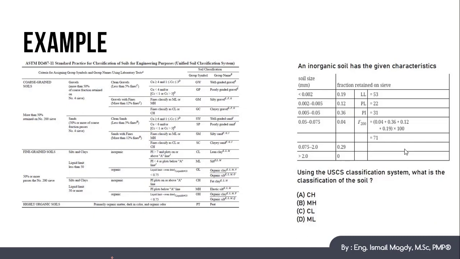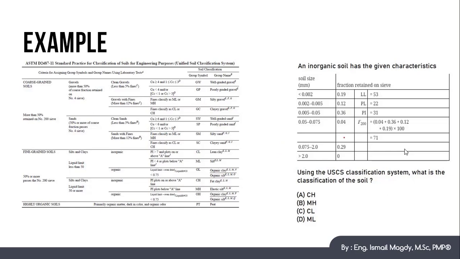So let's check this example. We have an inorganic soil with these characteristics, and we want to identify the classification of this soil. So as we learned, first thing we will look at is sieve number 200.